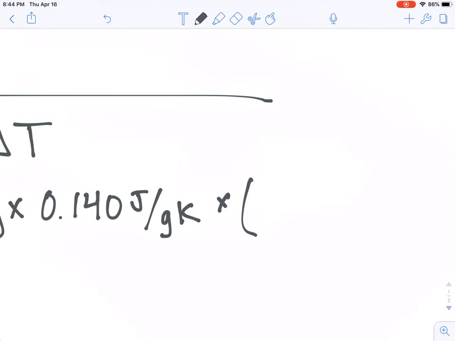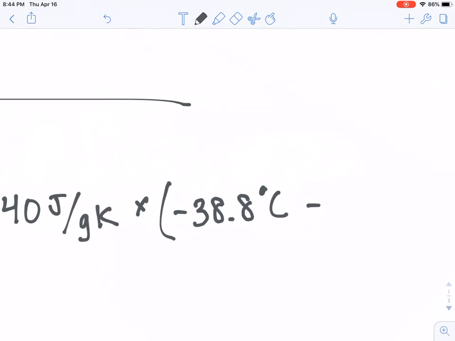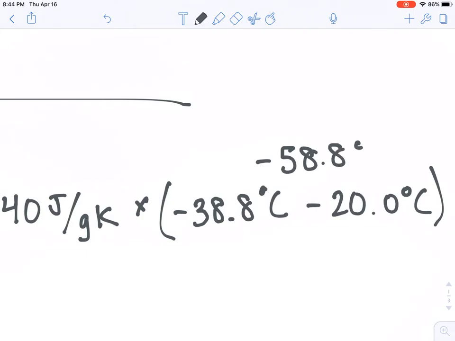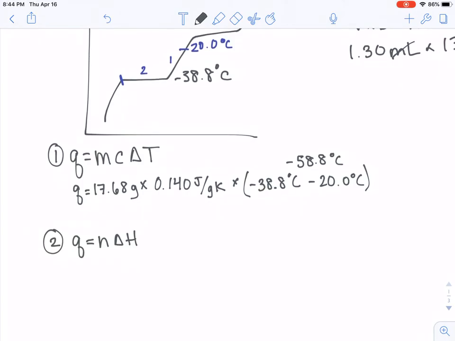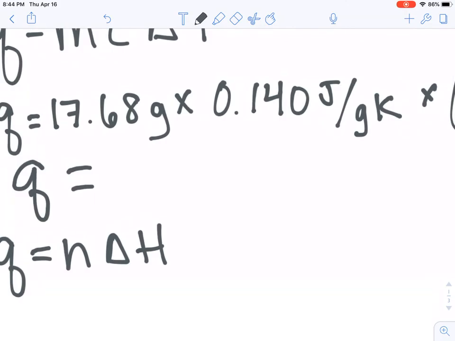So we're going to the freezing point here, which for mercury is negative 38.8 degrees C, and we started at 20 degrees C. That was our initial temperature. All right, so here I get negative 58.8 between those two. All right, and then I will multiply all the way across, and I will be left with a Q of negative 145.54 joules.